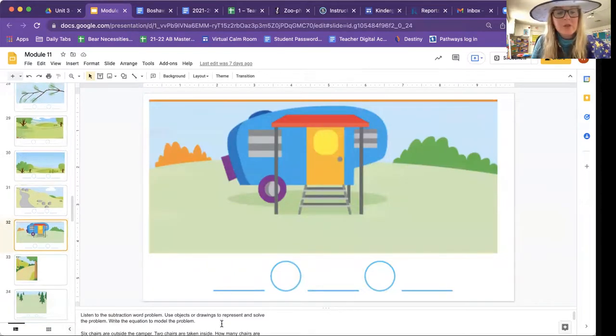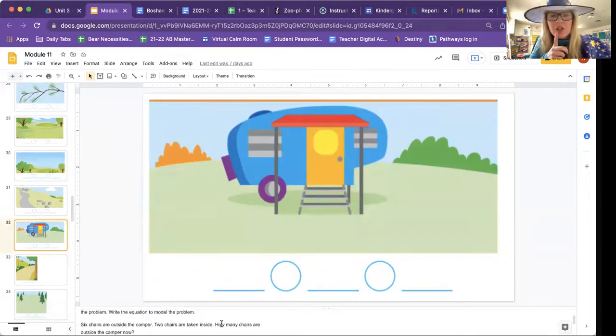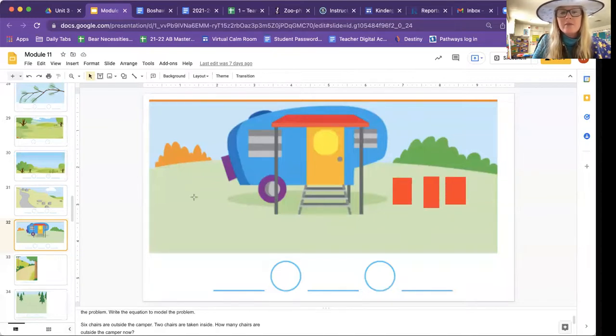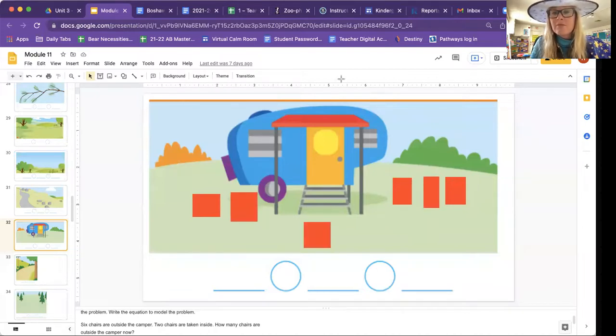All right, here's a trailer. 6 chairs are outside of the camper. 2 chairs are taken inside. How many chairs are outside the camper now? So let's look at that. We're going to draw a picture of chairs, or camp chairs. 6 chairs are outside the camper. 6 chairs. All right, 6 chairs are outside the camper.